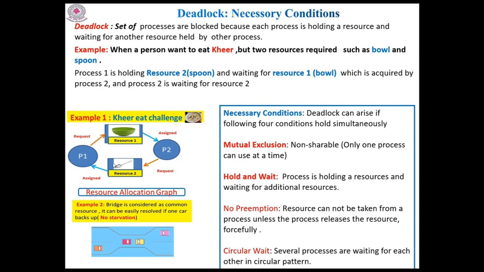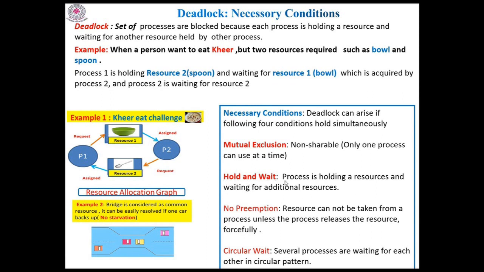But you see that P1 is holding resource 2 and waiting for resource 1. Why is it waiting for resource 1? It is held by P2, and this resource is non-shareable, so only one process can use it at a time. So when this resource is held by P2, P1 must wait. So that is mutual exclusion. It will not allow both the processes at a time.